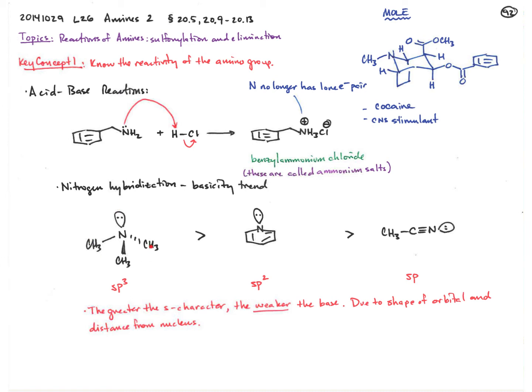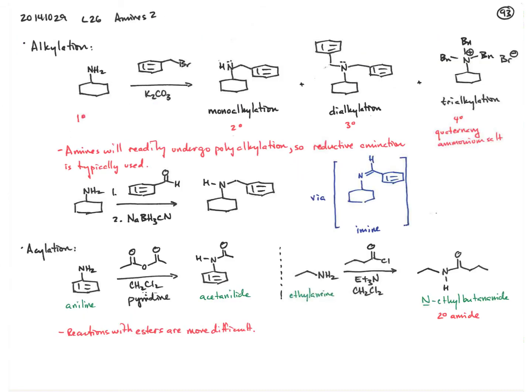So here we have triethylamine is a greater base than pyridine, which is a greater base than acetonitrile. Nitriles really aren't terribly basic. It takes quite a strong acid to protonate the nitrogen. So in an acid-base reaction, the amine is protonated.